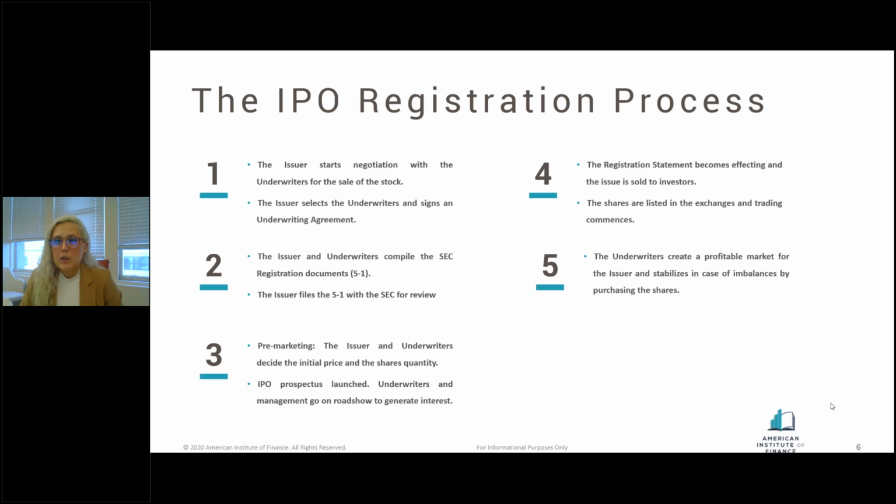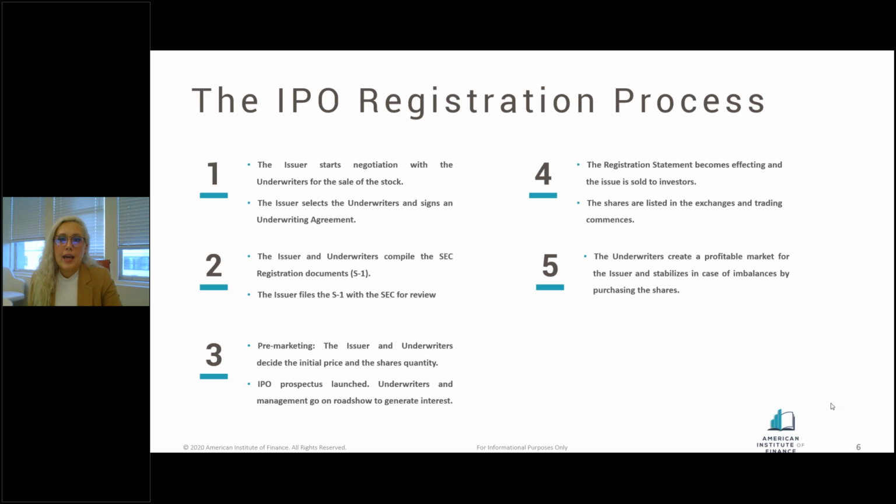And then thirdly, we can finally start the pre-marketing period, where we are going to use the red herring prospectus. This is also where the issuer and underwriters will decide the initial price and the number of shares that will be offered to the market. And as I mentioned, the IPO prospectus, or red herring, will start to be utilized by underwriters and management during roadshows to generate some preliminary interest, typically with institutional investors.